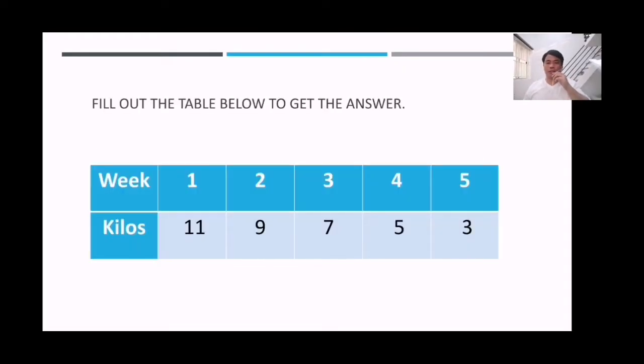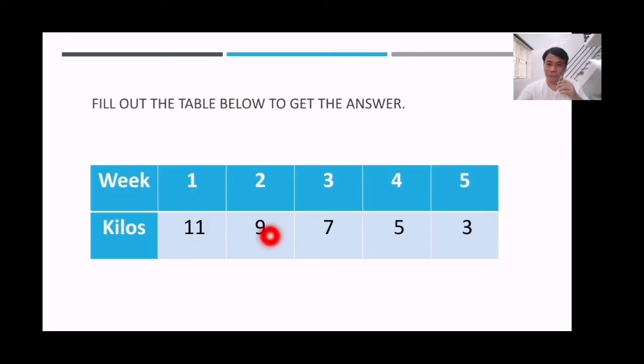Okay, going back to this table. Focus on the numbers of weeks. So, week 1, 2, 3, 4, 5. And also the numbers on the kilos. 11, 9, 7, 5, and 3. What can you say about these two sets of numbers? 1, 2, 3, 4, 5. And 11, 9, 7, 5, and 3.